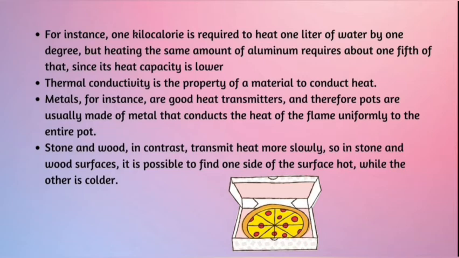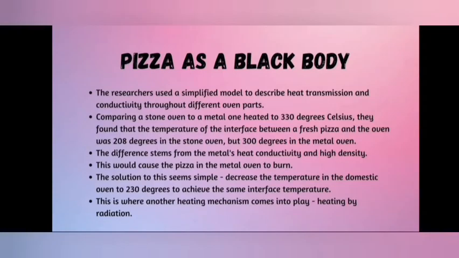Thermal conductivity is the property of a material to conduct heat, as we know. Metals, for instance, are good heat transmitters, and therefore pans are usually made of metal that conducts the heat of the flame uniformly to the entire pan. Stone and wood, in contrast, transmit heat more slowly. So, in stone and wood surfaces, it is possible to find one surface hot while the other is colder. The solution to this seems simple: decrease the temperature in the domestic oven to 230 degrees Celsius to achieve the same interface temperature.